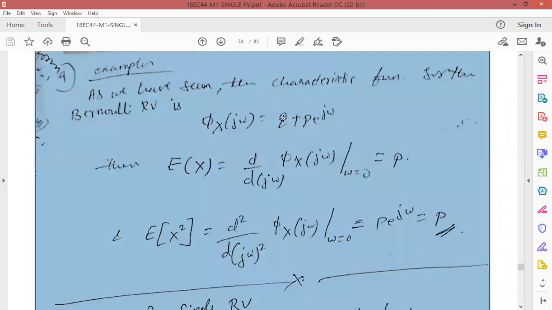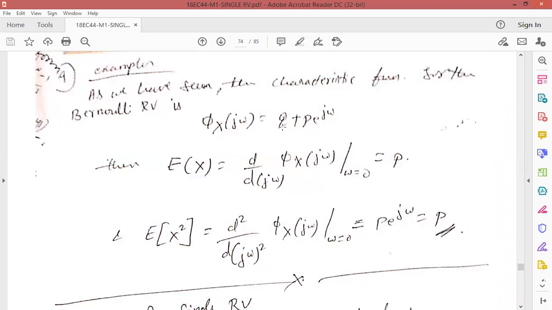For the first time differentiation, q is a constant, so here it will be left with 0. So plus we'll be having p j omega into e to the power j omega. So that is the differentiation. So when you substitute omega is equal to 0, here you will be left with p into 1. So that will give the answer as p itself.